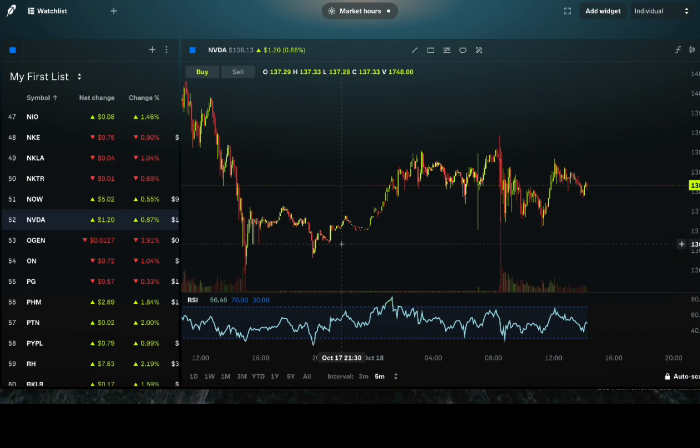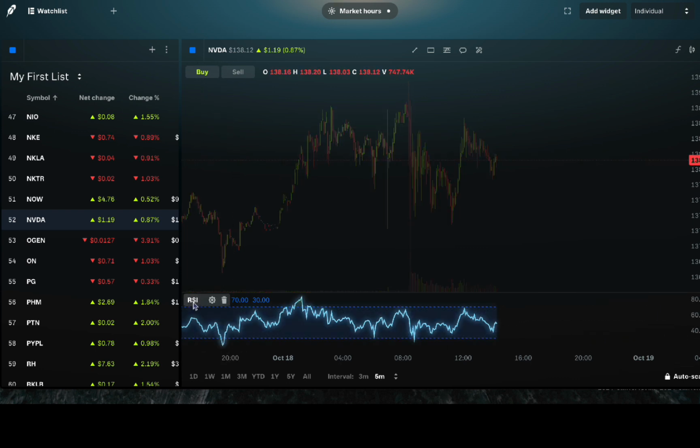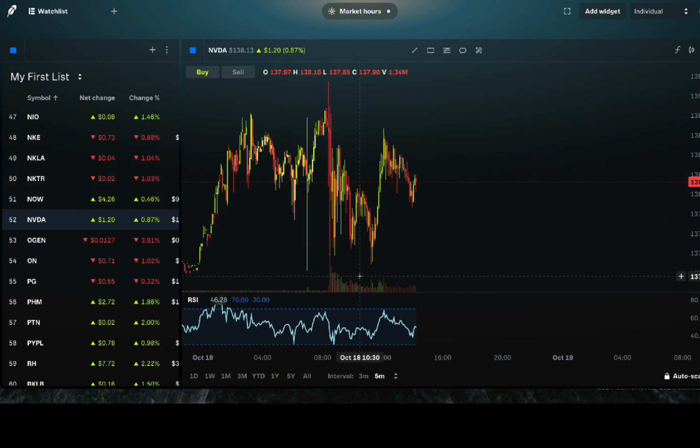So we could take a look over here at NVIDIA, and you can see pretty clearly, for example, right here, it's going to show a buy opportunity as it's overextended on the RSI, and being below the 30 mark is a good potential purchase time. Now, same thing up here. When it peaked out at 138, it actually was showing that it was overbought, and that would have been a good time to sell.